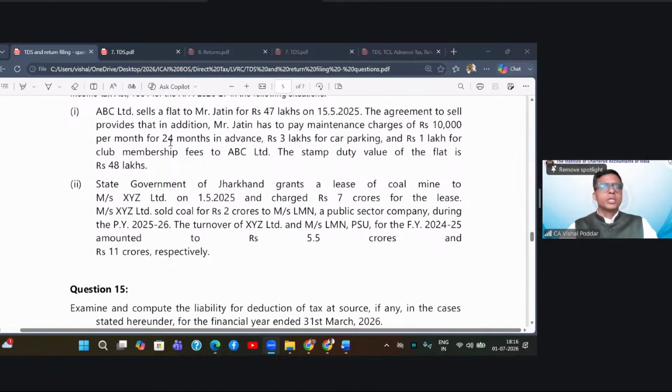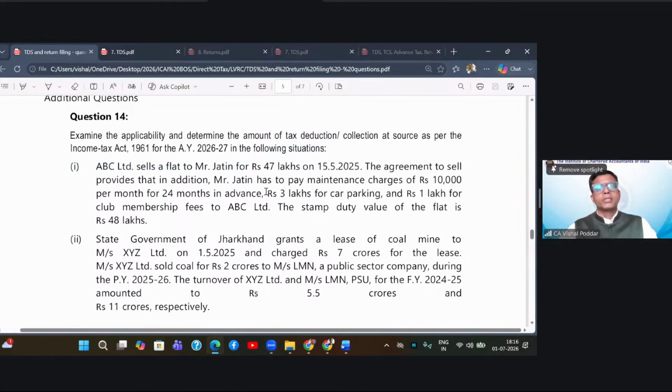So 10,000 into 24 months, it will come to 2,40,000 plus 3 lakhs plus 1 lakh. So this becomes 6 lakhs 40,000, plus the original price 47 lakhs. So it becomes 53 lakhs 40,000. So the total consideration which you are paying to the builder is 53 lakhs 40,000.